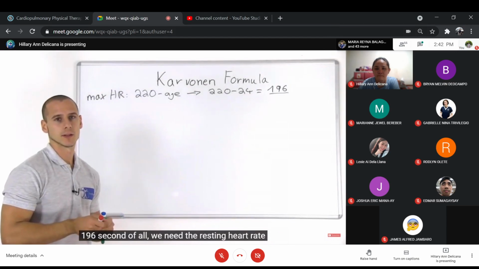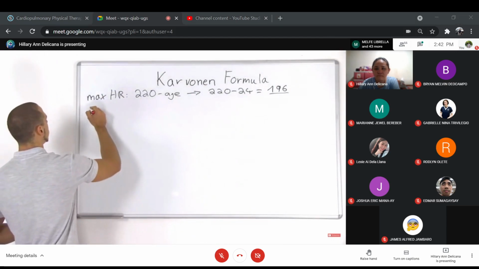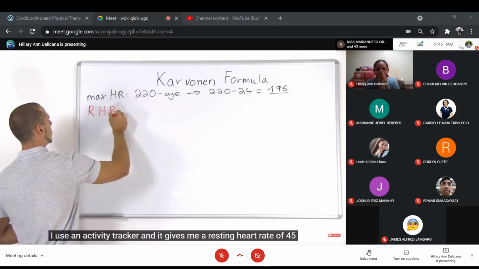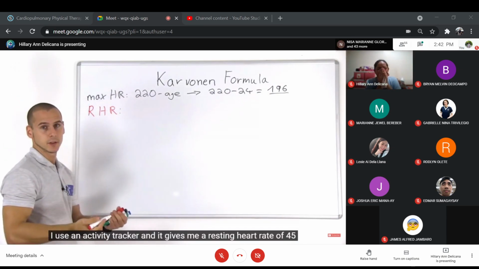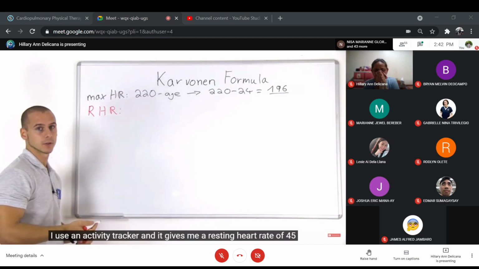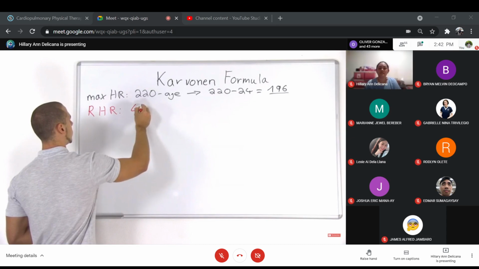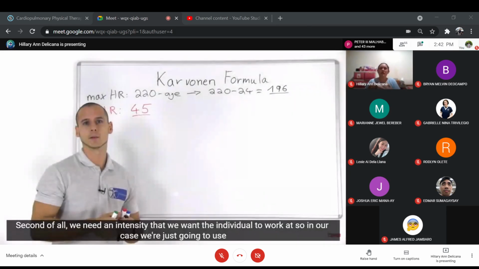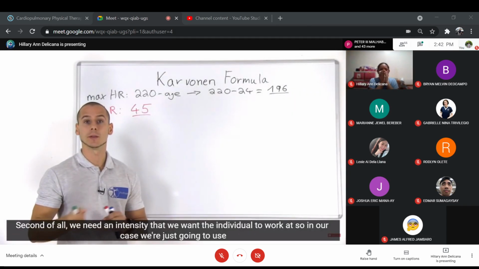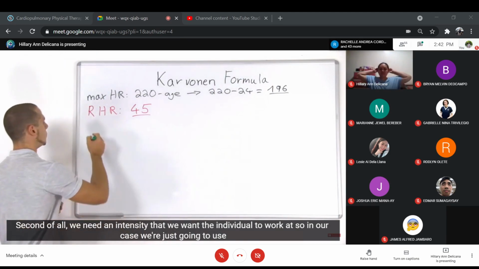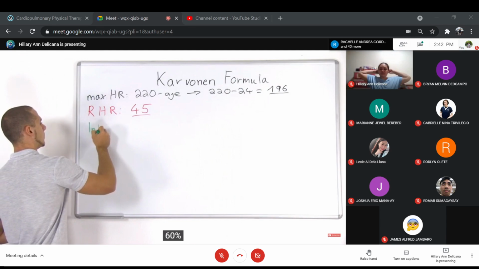Second of all, we need the resting heart rate. I use an activity tracker and it gives me a resting heart rate of 45. Third, we need an intensity that we want the individual to work at. So in our case, we're just going to use 60%.